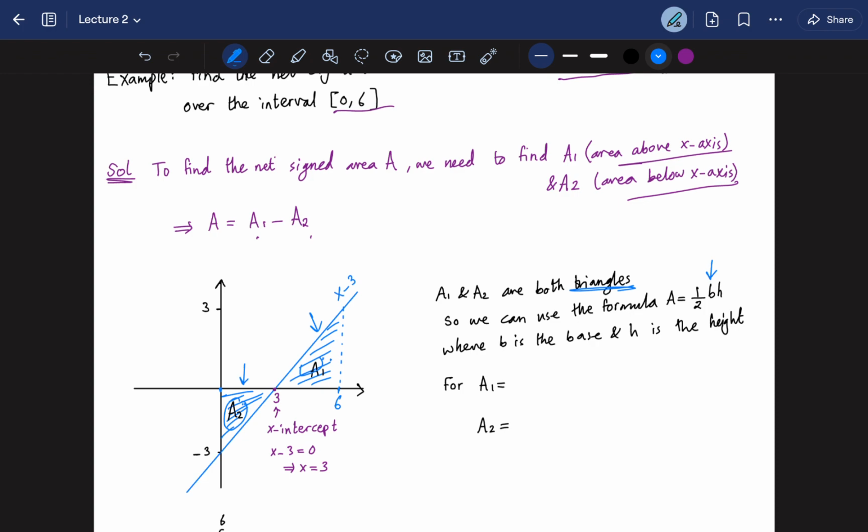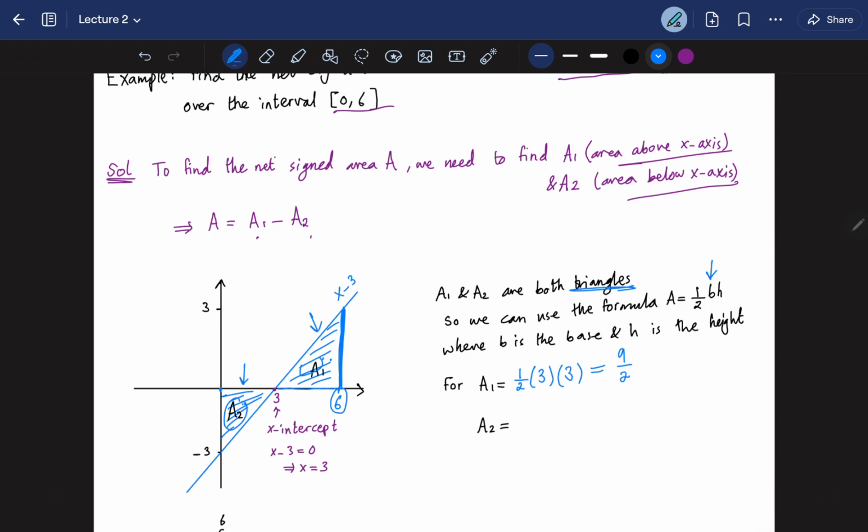Okay, so A1 here is going to be 1/2. But what's my base and what's my height? The base here is going to be 3, right? Because 6 minus 3, that's just 3. And then the height, again, is the height of the triangle, which is my y value when x is equal to 6. If you plug in 6 into your f of x, this is just 6 minus 3, so this is just 3, which means my A1 is just 9/2.